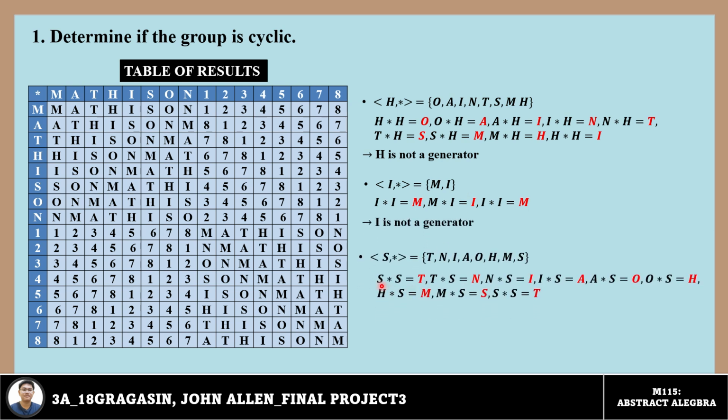Next, for letter S, we have S star S, we have the resulting element of T. T star S is equal to N, and then N star S is equal to I, I star S is equal to A, A star S is equal to O, O star S is equal to H, H star S is equal to M, and then M star S is equal to S, and then S star S is equal to T. As you can see here, the resulting elements are only T, N, I, A, O, H, M, S, and it doesn't generate the entire set G. Therefore, the element S is not a generator.